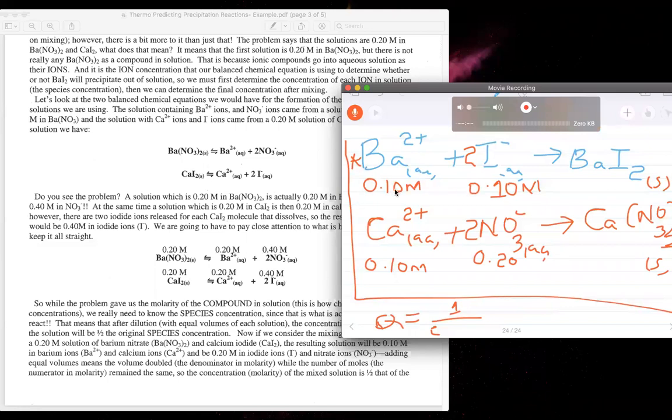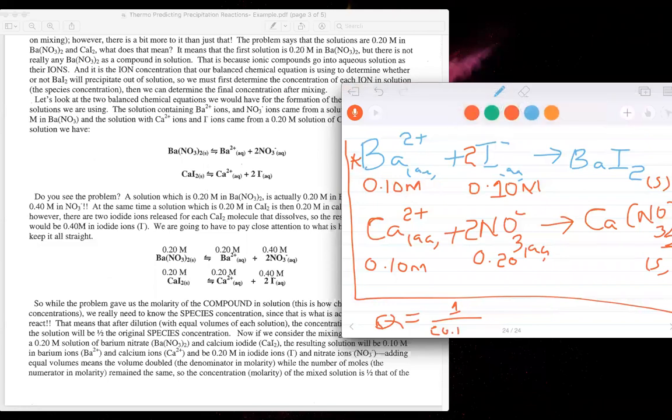So if I look for barium, it is 0.1 raised to 1, because the coefficient is 1 for barium here. And for iodide, it is 1 over 0.1 raised to 2. This is my reaction quotient. Whatever I get here will be my Q.